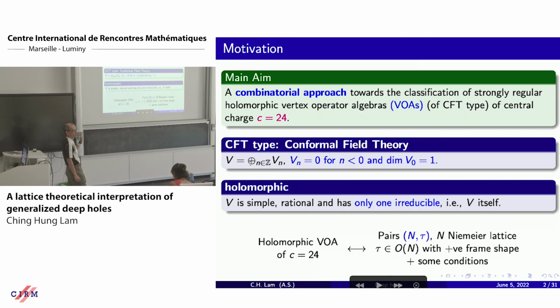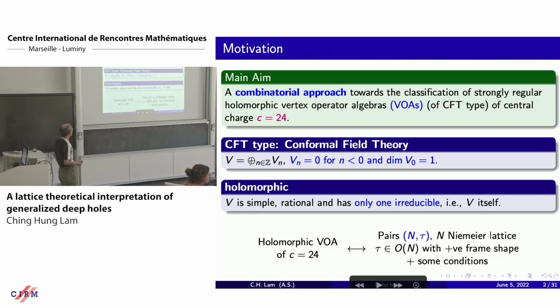And then there is something related to the isomorphism group, which has what is called a positive frame shape. I will explain that a little bit, and then there are some conditions. But basically, you can classify these holomorphic VOAs using a pair. I should mention that this is not actually mentioned in the paper of Höhn. Also, he talked about the correspondence between holomorphic VOAs of central charge 24 and some Lie lattice in one of his papers. Anyway, it is one of the main motivations for us to do this.